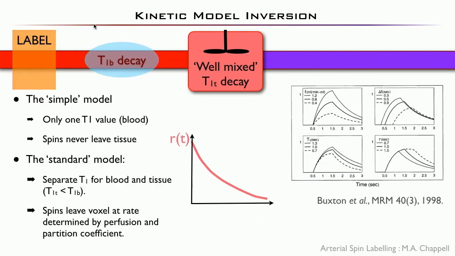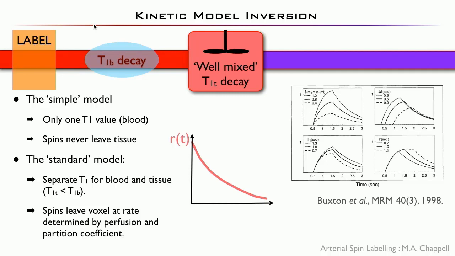And actually there's a slight nuance in ASL. So when it comes to the residue function and the combination of the two, we can make 2 slightly subtly different sets of assumptions. And so the very simplest model we can do is to say there is only one T1 value, and it's the same in the blood as well as in the tissue. And we assume that all of the blood water that enters the tissue never leaves. So essentially it stays and decays. And that's the very simplest model we can do.